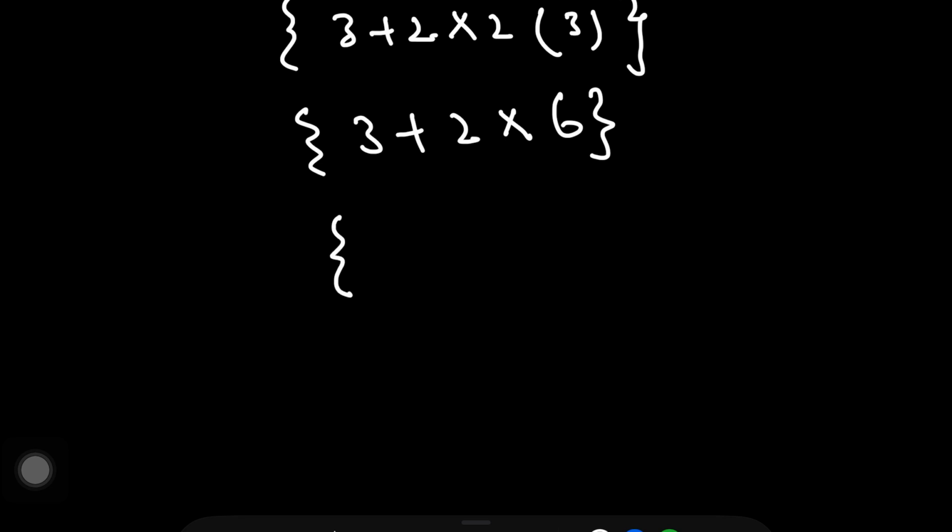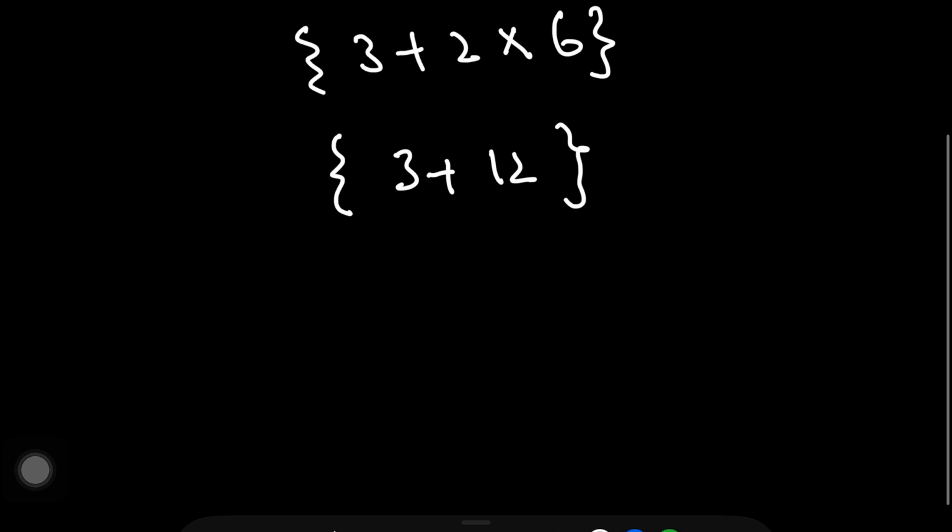open, 3 plus 2 multiply 6 is 12. Now we simplify 3 plus 12 is 15. 15 is the final answer of this question.